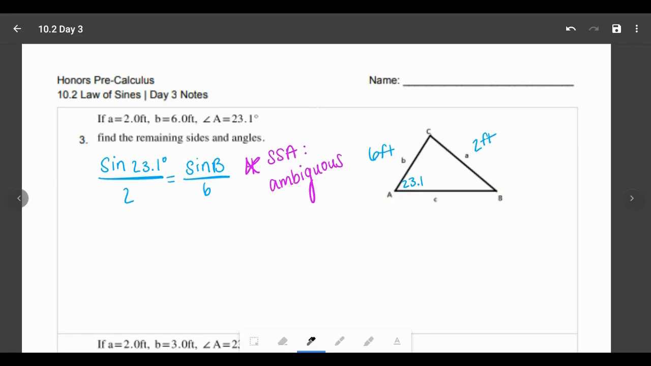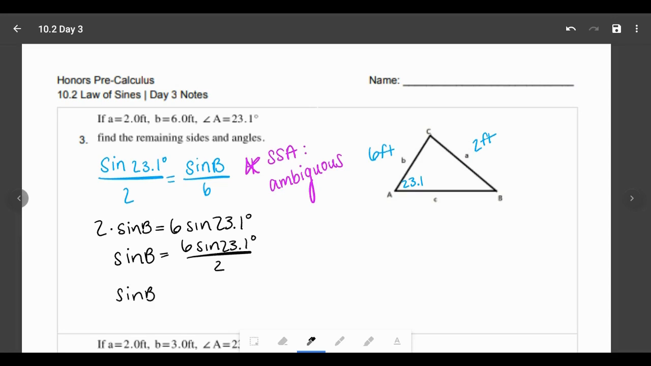Before we worry about the second case that we might have, let's go ahead and finish the first triangle that we have started. So I'm going to go through and again do my cross multiplication, and solve for just sine of B algebraically first. And when I plug that into my calculator, I get that the sine of B should be 1.18.